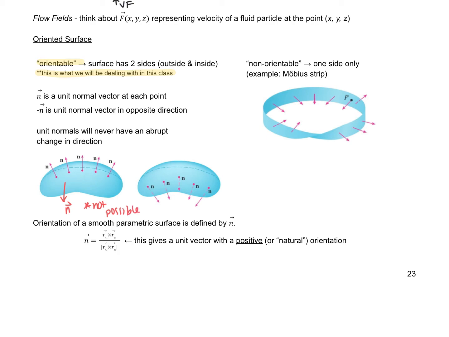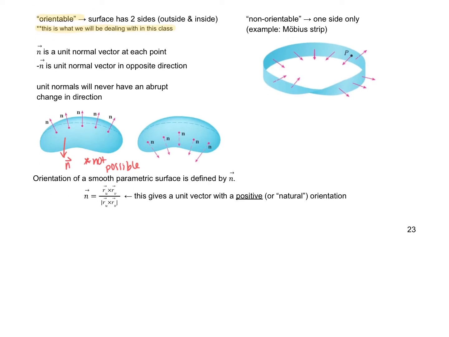Okay, so what we are often interested in when we have an orientable surface is the positive or natural orientation. So the orientation of a parametric surface is defined by n. So this n, this unit normal vector, is called the orientation. The way that you find that is you have a parametric representation in terms of u and v. You cross the two partials, and then you divide by the magnitude to make it a unit vector. So that's going to give you a unit vector with what we call the positive or natural orientation. And we're going to need that natural orientation as we move on. So let's take a look at an example, and then we'll start talking more about flux.